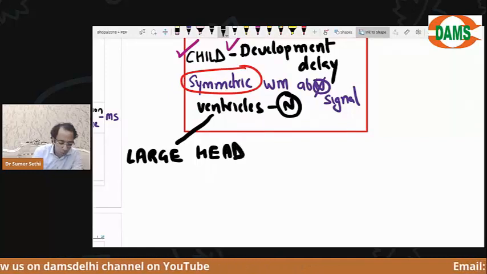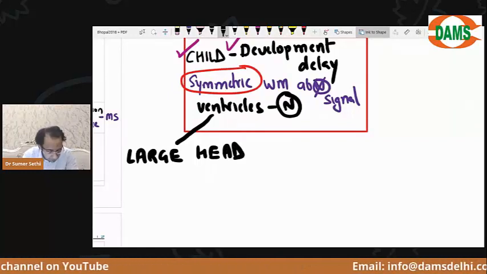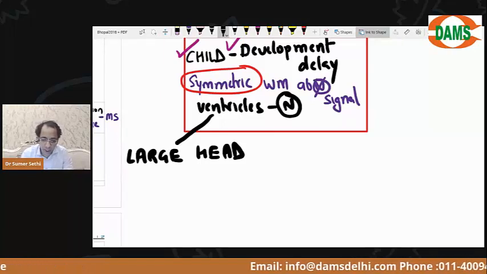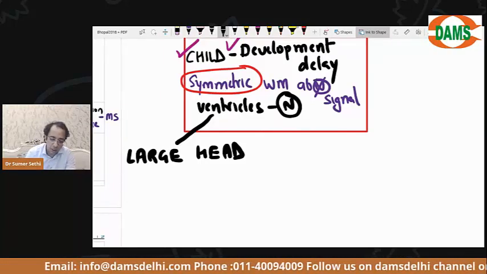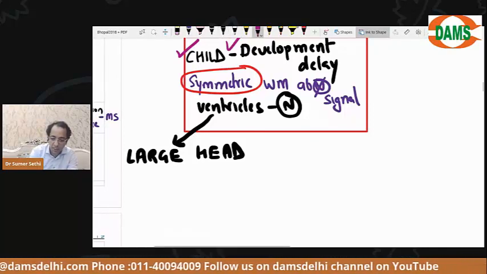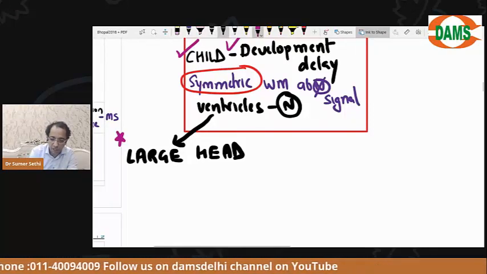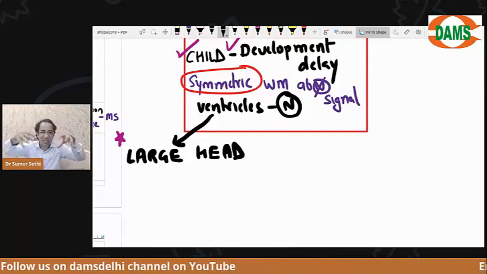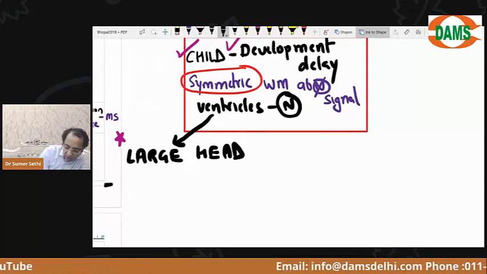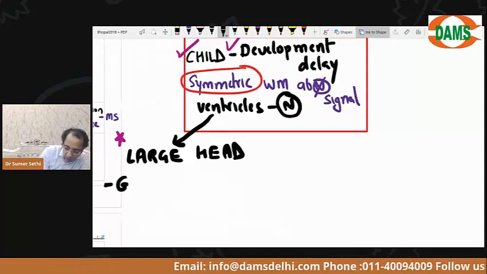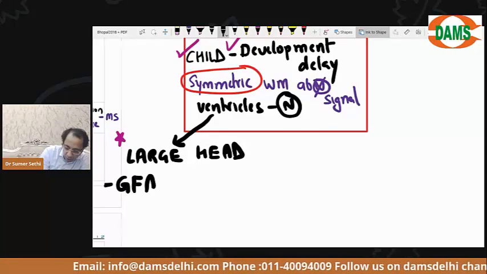What diseases come to your mind? Okay, a child with developmental delay, symmetric white matter abnormality, normal ventricles, and a large head size. So far the radiology is not shown, but it is there in the integration part. One of the diseases I have to think of is a GFAP gene mutation.